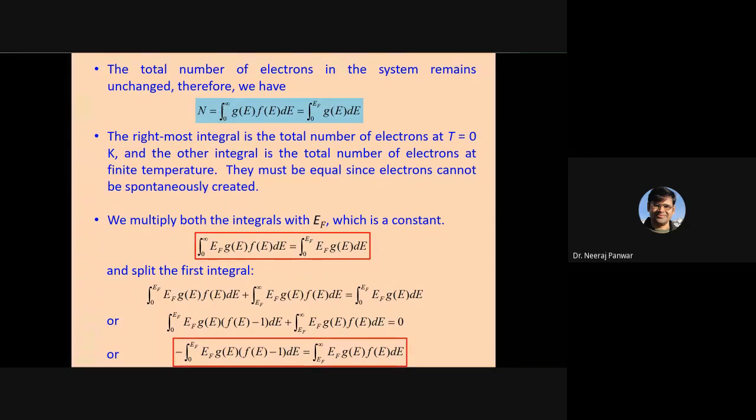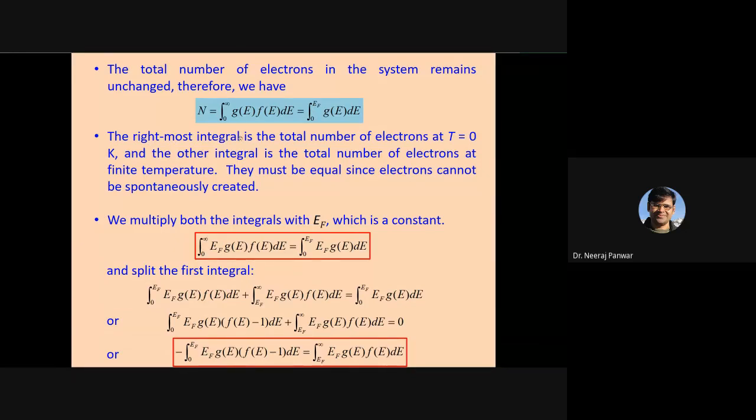So total number of electrons at finite temperature is given by density of states multiplied by Fermi-Dirac distribution function, and we can integrate it from 0 to infinity. This is the first integral, the number of electrons at finite temperature T. And this is going to be equal to the number of electrons at T equal to 0 Kelvin. Here f of E again would be equal to 1. We will have only g(E) dE, and the limits of integration would be from 0 to EF.